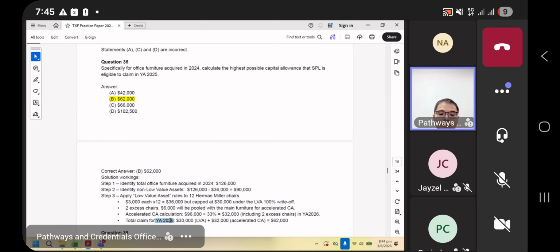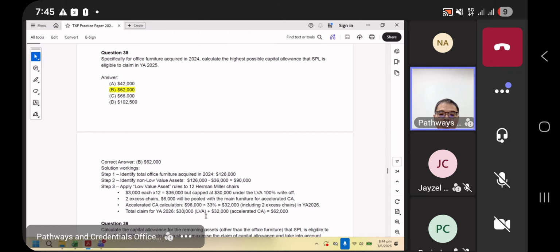So your total claim for YA 2026 is your low value asset CA of 30,000. And the remaining amount, which is 96,000, you claim a normal 3-year CA of 32,000. So the total amount is 62,000. Get it? What we are trying to do here is that the non-low asset value is clearly 90,000, correct? But out of the 36,000 of low value asset, there's a cap of 30,000. So the remaining 2 chairs, you have to throw back as part of the non-low value asset of 96K, and then you claim a normal CA, divided by 3, which is 32,000.